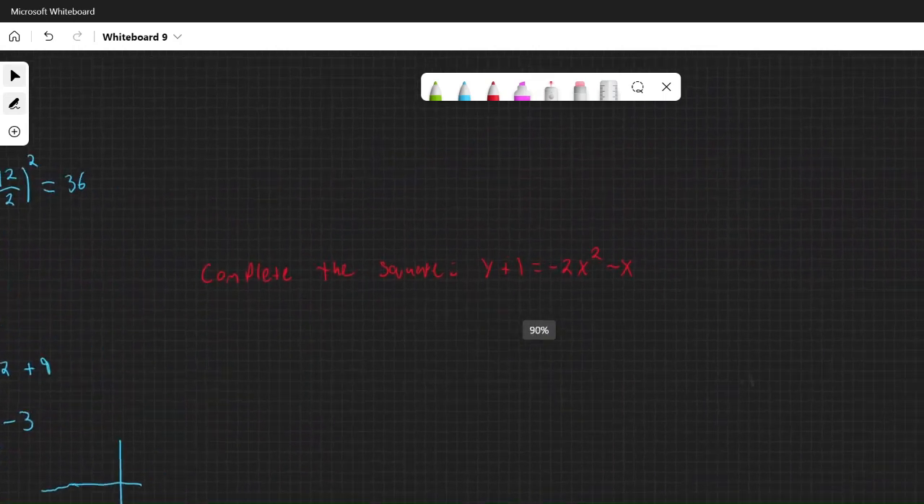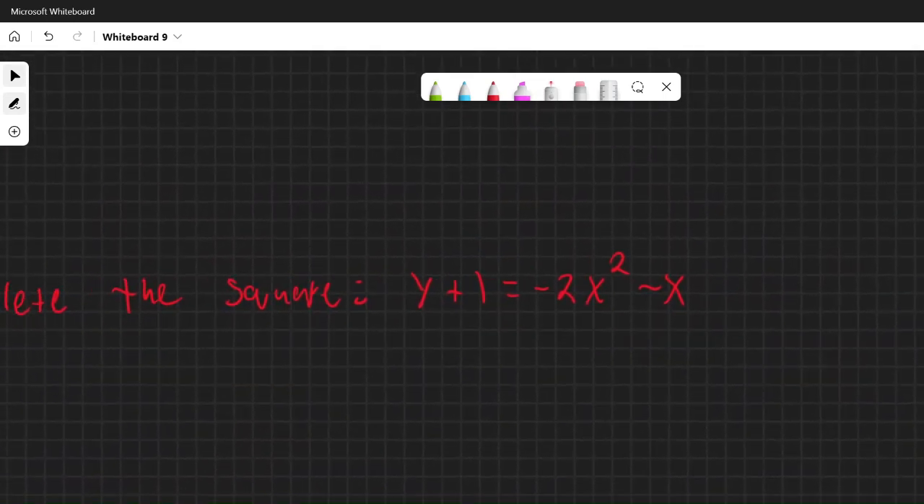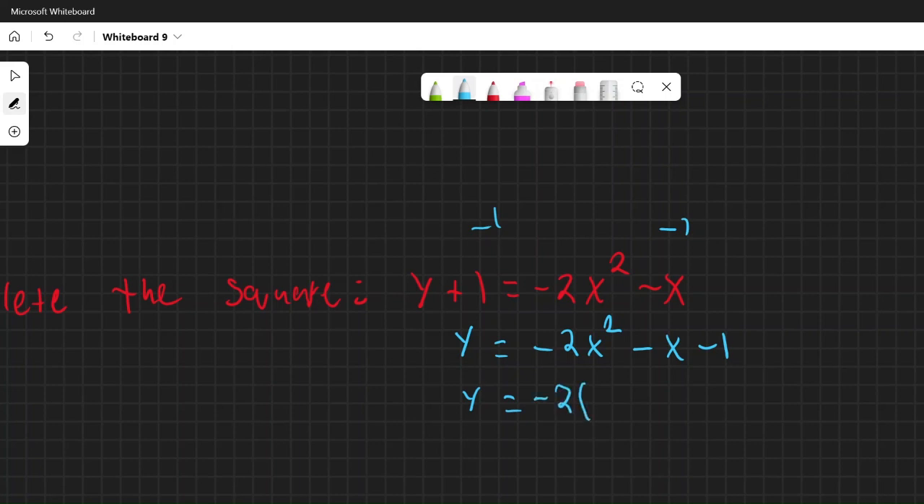Next up we have another expression. This one is not in the proper y equals form. So we are going to rearrange this. We're going to subtract 1 from each side. So we have y equals negative 2x squared minus x minus 1. And now we're going to factor out the coefficient from the first two terms. So we have negative 2 times x squared, negative x divided by negative 2 would be 1/2 x. And then we keep our coefficient out here.